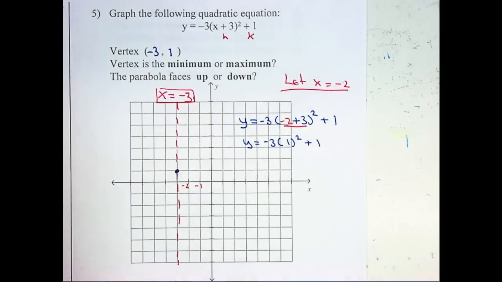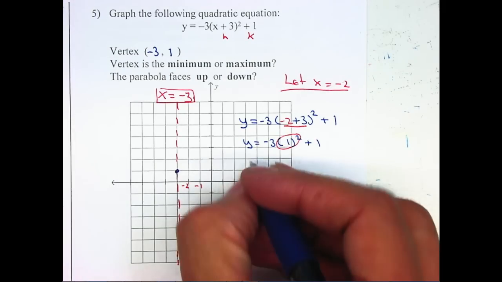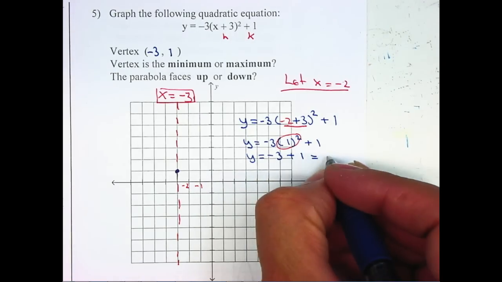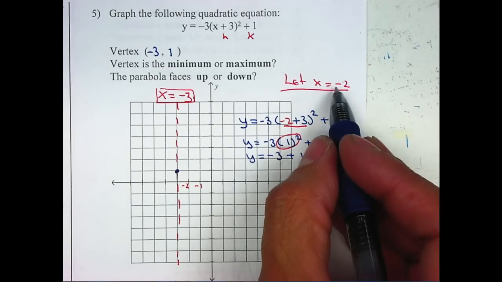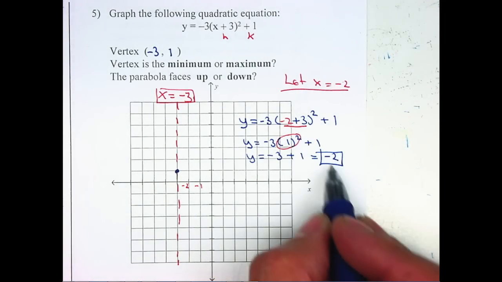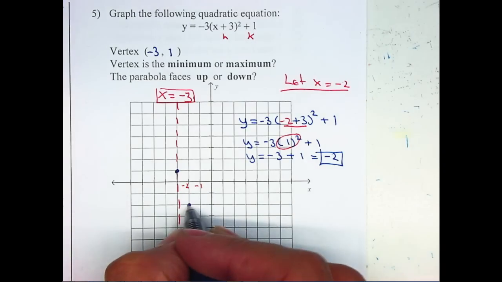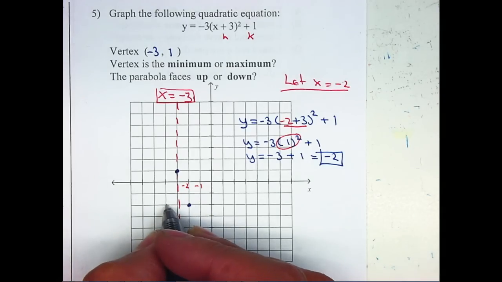Remember to do the exponent first. That gives us 1 times -3 is -3. Plus 1 is equal to -2. If my value of x is -2, my corresponding y value is -2. So -2, that's my next point. And I'm going to reflect it to the opposite side of the line of symmetry.